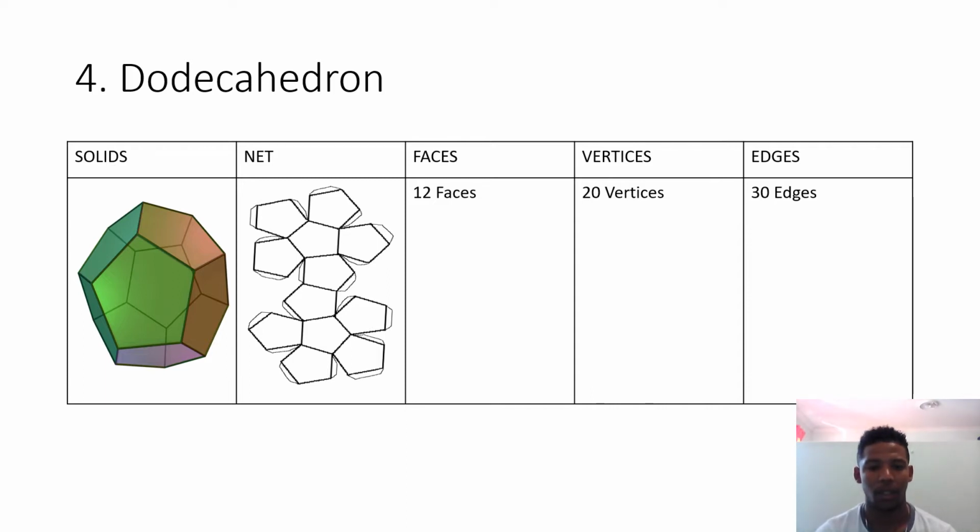As we can see in the net, we can count the faces of the dodecahedron, where we can count 1, 2, 3, 4, 5, 6, and if you take the 6 multiplied by 2, because we have 2 sides, then we get 12 faces. A dodecahedron has 20 vertices and also 30 edges.